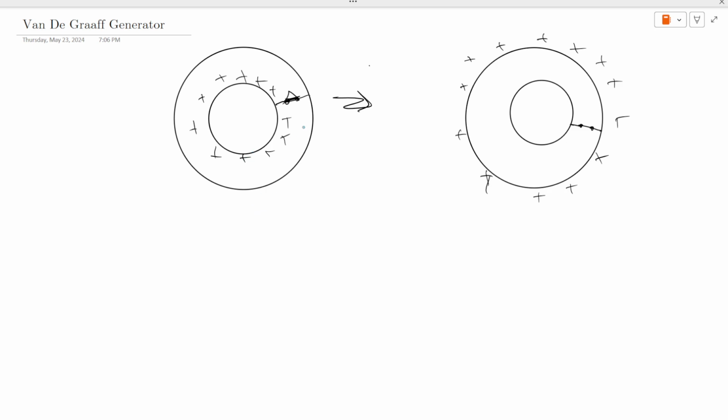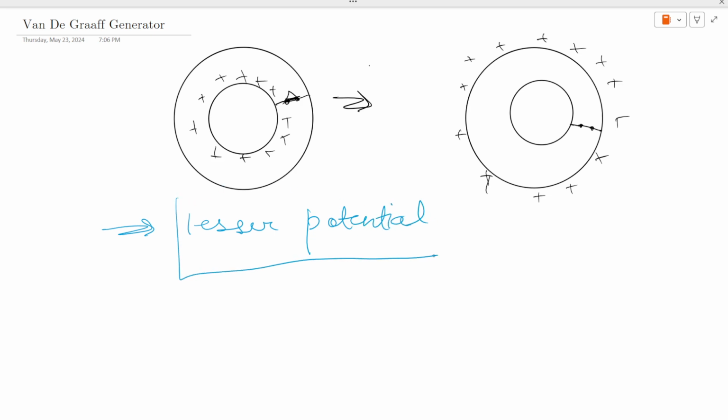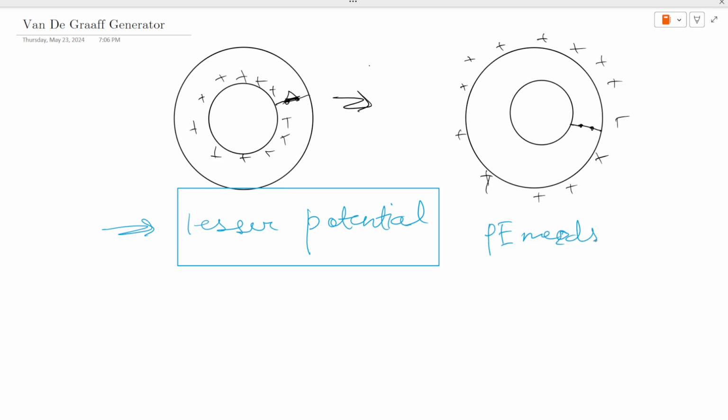And the way we can do that is first we need to understand that charges move towards lesser potential. Okay, charges move towards lesser potential. This is fundamentally part of nature. So, in order to achieve stability, the potential energy needs to be minimized.